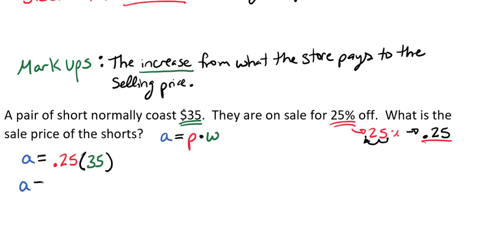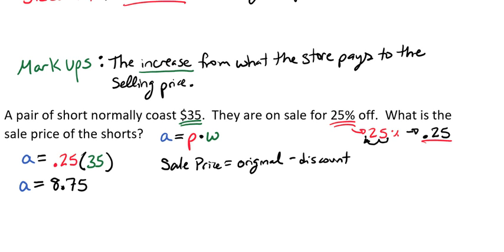Now we're going to plug that into our calculator, and we get a value of 8.75. That's going to be the amount of discount. Now we need to know what the sale price is. To find our sale price, we take the original amount and subtract the discount that we just found. So we take our 35 and subtract the 8.75 from that.